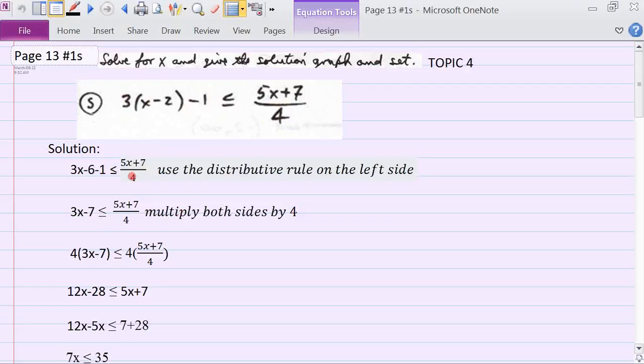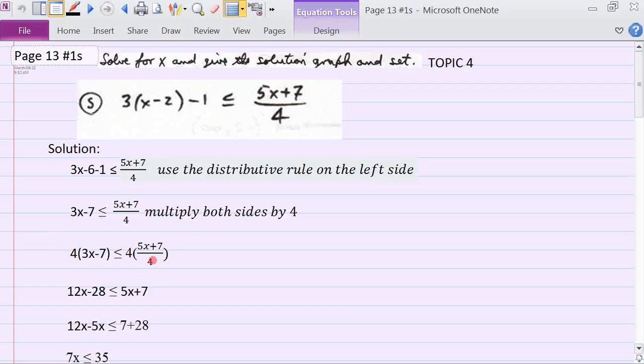Now, we have the number 4 here in the denominator, and we don't like to have a fraction. It's easier if we work without a fraction. So what we're going to do is multiply the left side by 4, which we've done over here, and multiply the right side of this by 4. Remember, whatever we do to one side, we must do to the other side. So we multiplied the left side of the inequality by 4 and the right side by 4.